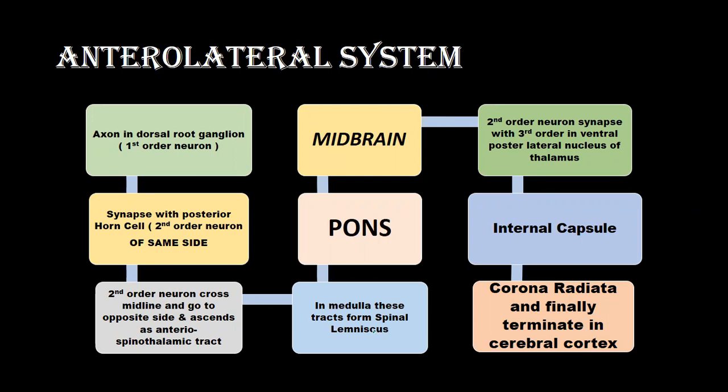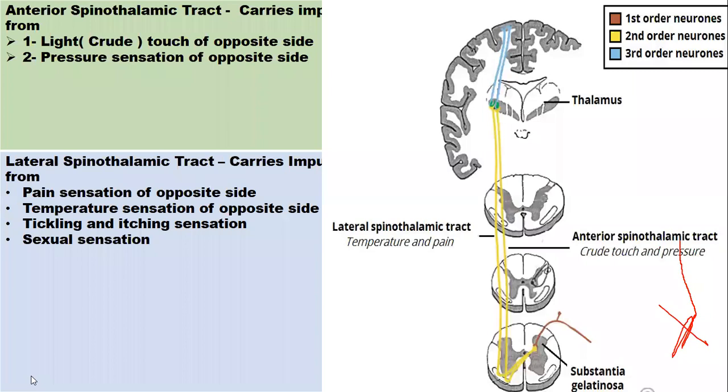So it is basically three tracts over here. Then pons, then midbrain, then the second order neuron synapses with the third order neuron in the ventral posterior lateral nucleus of the thalamus, or you can say the nucleus of thalamus. Then the internal capsule, then the corona radiata, and finally it terminates in the cerebral cortex. So this is our anterior spinothalamic tract, the complete information, or I can say the complete spinothalamic tract information.